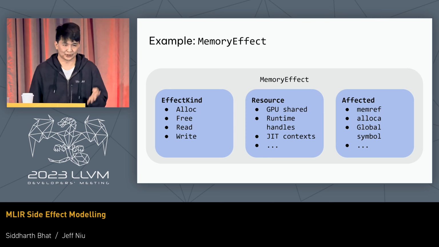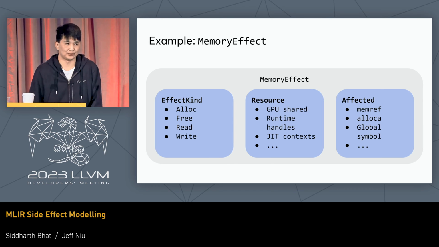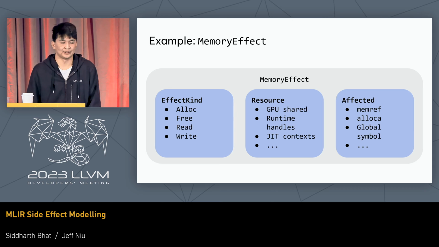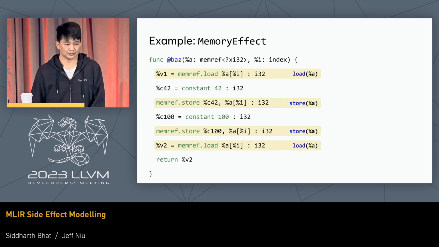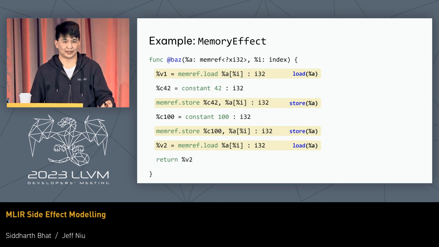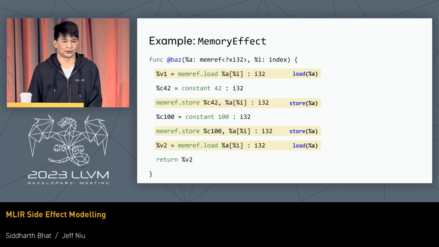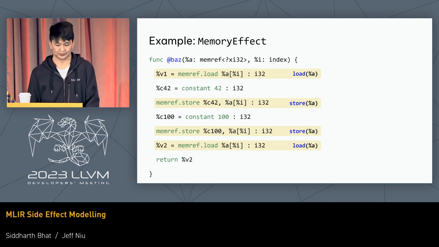For memory effects, there are four kinds: allocate, free, read, and write. The resource in this case is still pretty opaque and application specific, but it could be, for example, GPU shared memory, runtime handles, JIT contexts, etc. What you can affect with a memory effect can be a memref, so an SSA value, or a global variable through a symbol. If we take the example that Sid showed earlier, we really see load and store effects on an SSA value, and that means MLIR can distinguish loads and stores between different pieces of memory represented by SSA values, almost like handles.